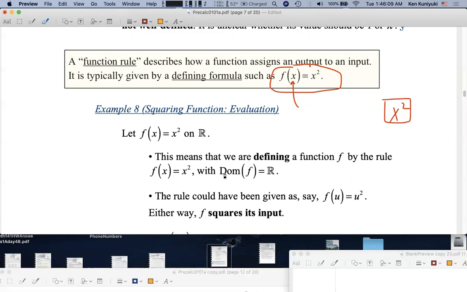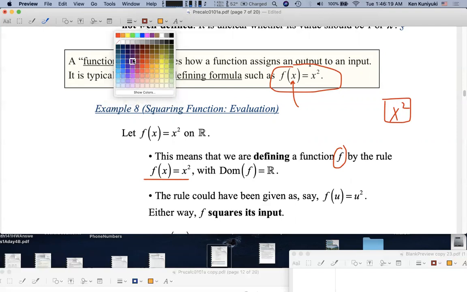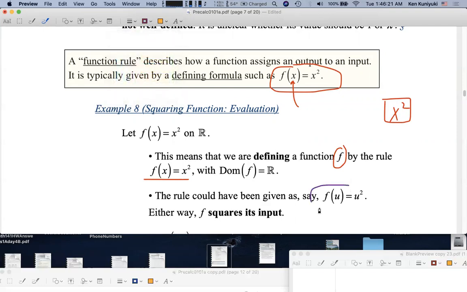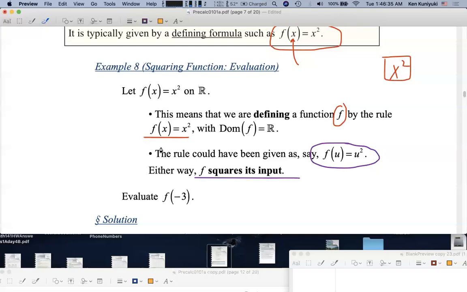So we're defining the function f by this rule, f of x equals x squared. The domain is assumed to be R. Now bear in mind that we could have just as easily defined this rule as f of u equals u squared. Please say f of u. Either way, f squares its input. I could say that f of grandma equals grandma squared.